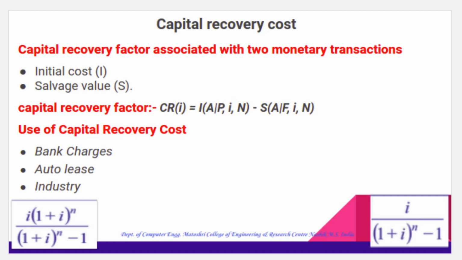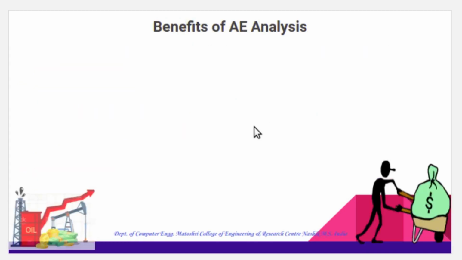With this information, the amount of annual saving required to recover the capital and operating cost associated with a project can be determined using this formula. So next we will see what the benefits of AE analysis are.